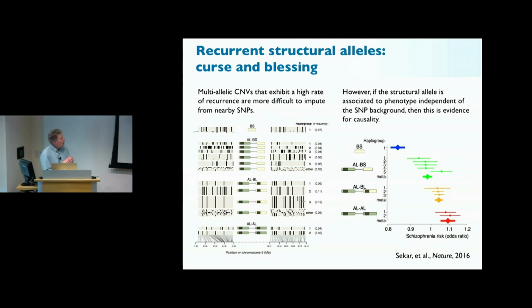But it can also be a blessing, because if you can show that the phenotype associates with the structural form independent of the SNP haplotype, right? This is strong evidence that it's probably something about the structural allele that's driving the phenotype. And that's exactly the analysis Ashwin used here at C4.